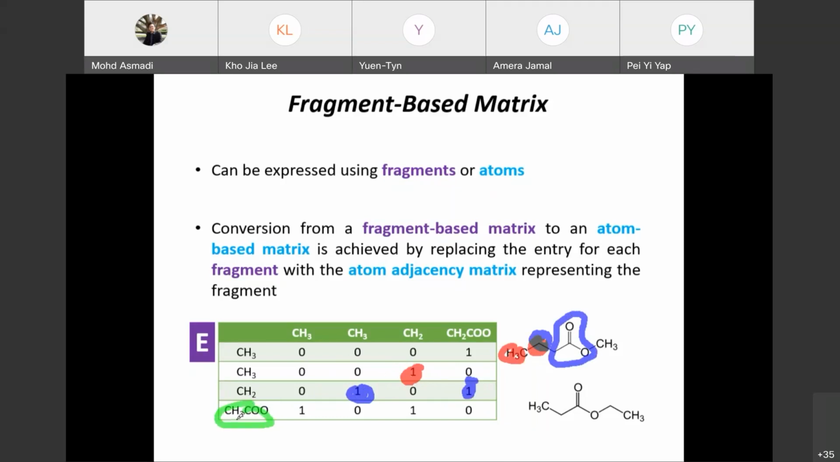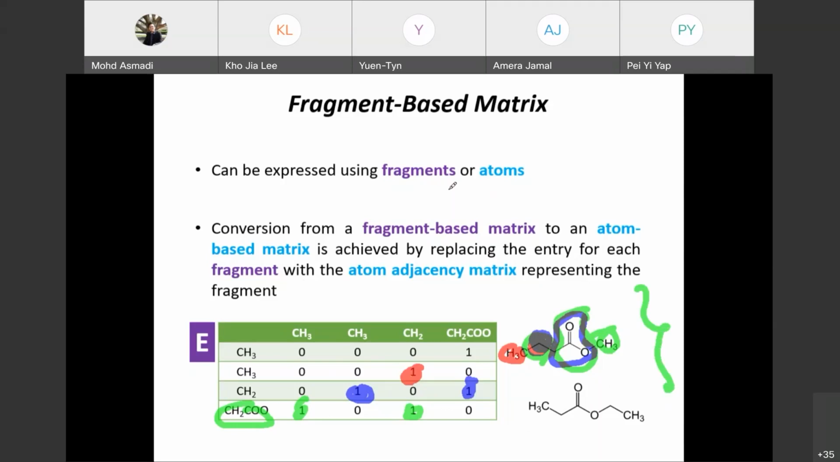For CH2COO, CH3 is 1 and CH2 is 2. So the adjacent fragments are CH3 and CH2. That is for both isomers, when we present the fragment matrix.